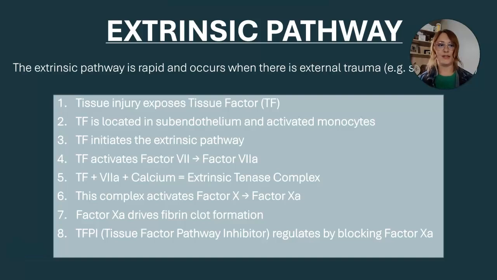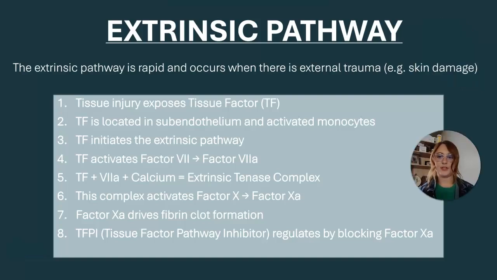All right, let's start with the extrinsic pathway. The extrinsic pathway is rapid and occurs when there is external trauma. When a tissue injury occurs, a tissue factor, or a protein, is exposed and the process of fibrin clot formation is initiated. The tissue factor is where the extrinsic pathway begins.